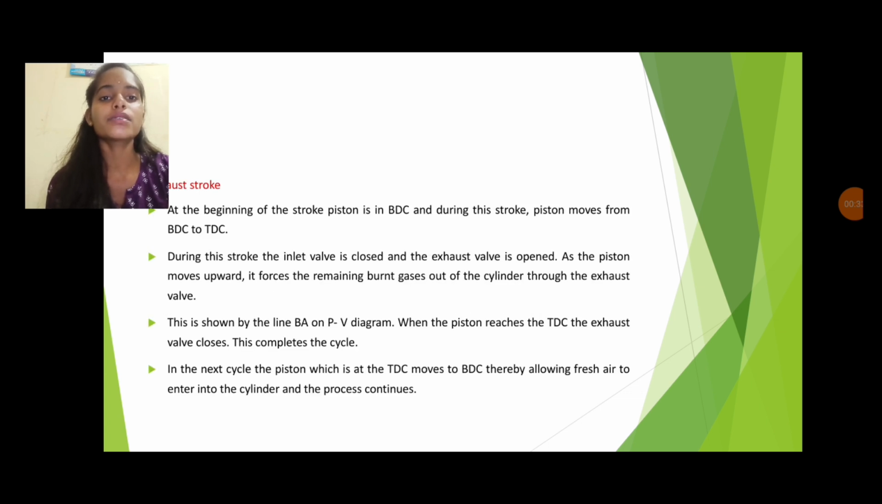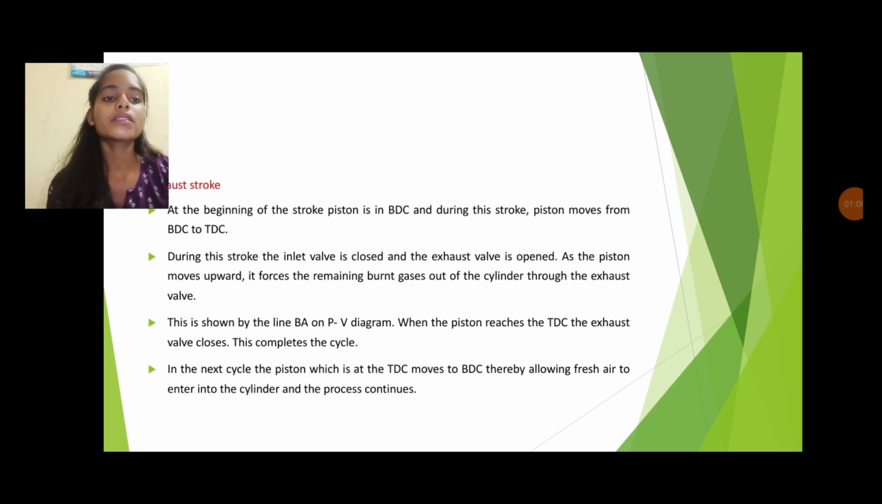Exhaust stroke. At the beginning of the stroke, the piston is at BDC, and during this stroke, the piston moves from BDC to TDC. During this stroke, the inlet valve is closed and the exhaust valve is open. As the piston moves upward, it forces the remaining burnt gases out of the cylinder through the exhaust valve. This is shown by the line BA on the PV diagram.